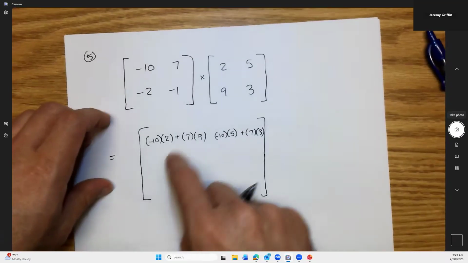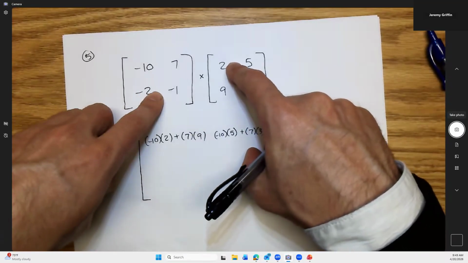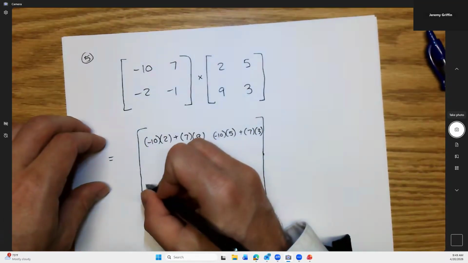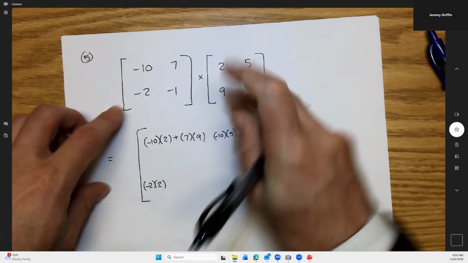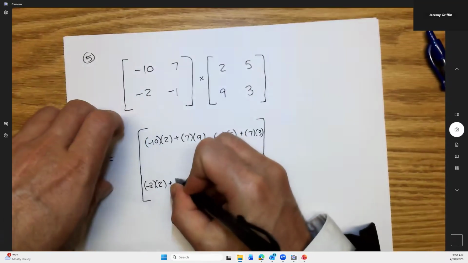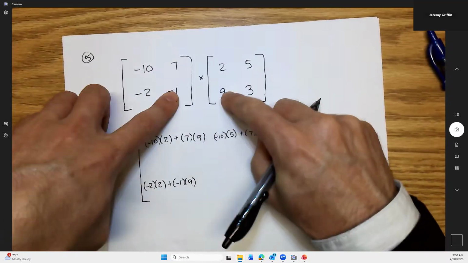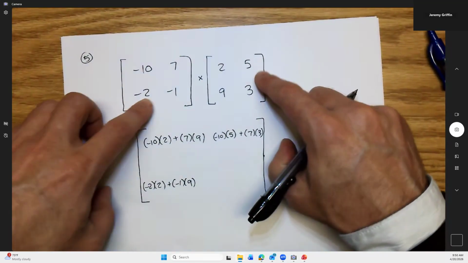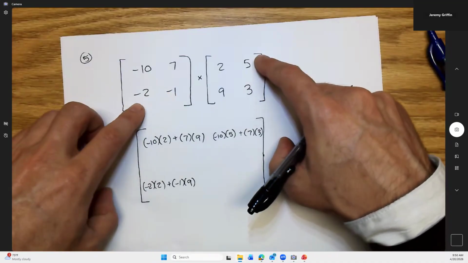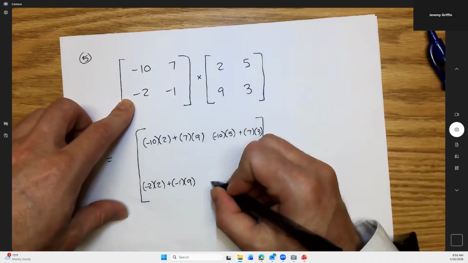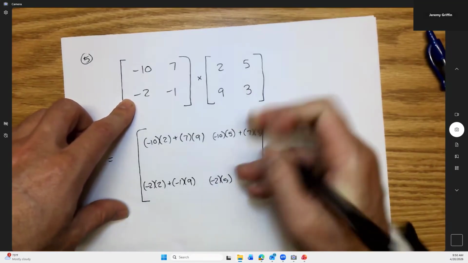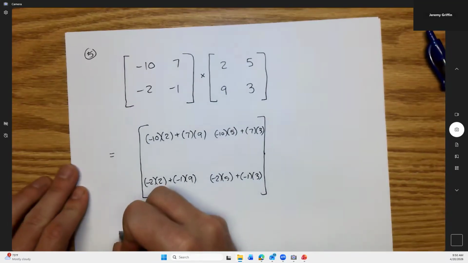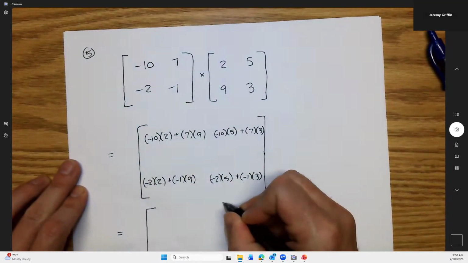Now the bottom left element, I have to go the bottom row here and the left column here. So that's negative 2 times 2, and then plus negative 1 times 9. And then for this last element, you can probably figure this out. Would it be this row and this column right here? So negative 2 times 5 plus negative 1 times 3. Of course, these are all actual numerical values.